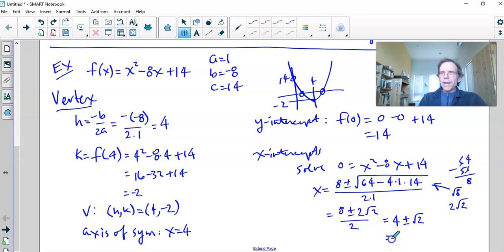Now, just for graphing purposes, it's nice to write that square root of 2 as a decimal, like 1 decimal place, so you can kind of get an idea where it is. And square root of 2 is about 1.4. And that makes sense, right? This graph is symmetric, so we're going to go to the left from 4, and we're going to go to the right from 4, square root of 2, or about 1.4. And that's where those intercepts are. Okay, let's graph this thing in a more careful way.